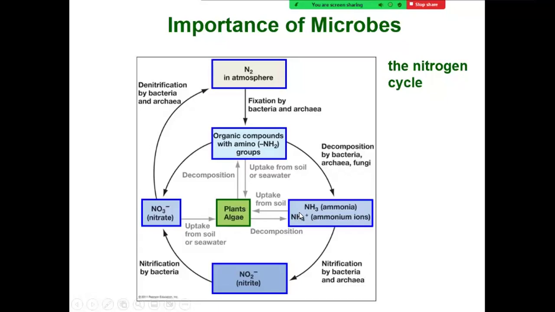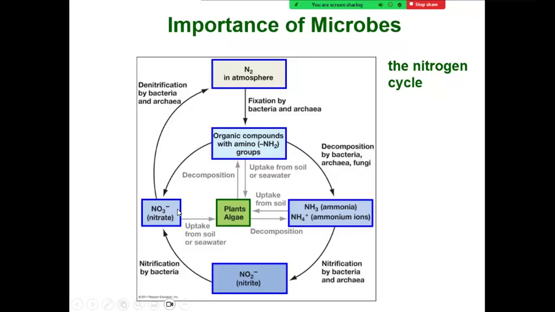Ammonia can be changed by bacteria and archaea into nitrite. Nitrite can be changed into nitrate by bacteria. Nitrate is the form of nitrogen that green plants and algae love. You look at any plant fertilizer, one of the main components will be nitrate. And then green plants, when they take the nitrate, they'll make it an organic compound like amino acid. And then when they decompose, it'll start the cycle again, making ammonia.